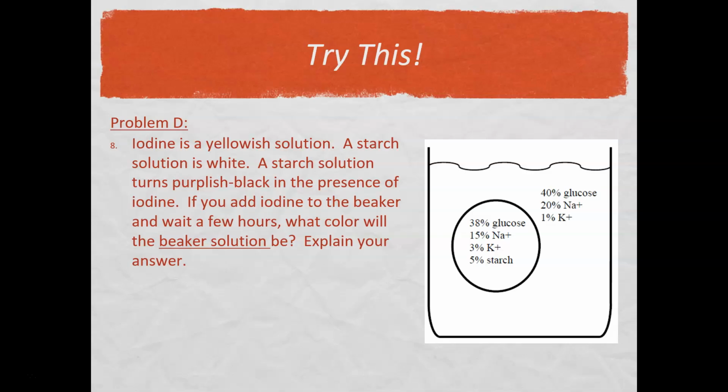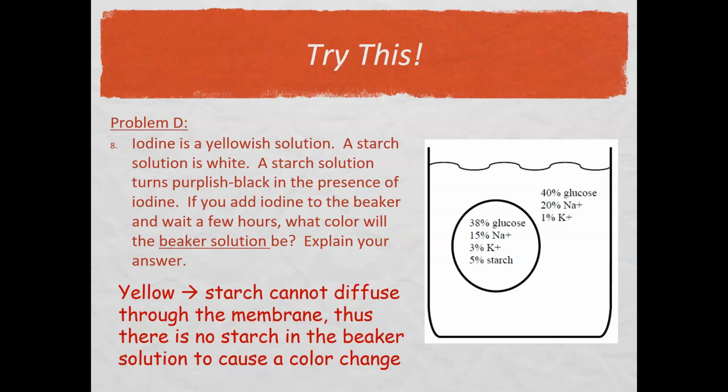All right, so starch is white. Iodine is yellow. I mix them together and they're going to turn this sort of purplish black. They go through a chemical reaction and they cause that color change. So the first question here is, if I add iodine to the beaker and I wait a few hours, I come back to that beaker and I check what the color of the solution in the beaker is, what should it be?